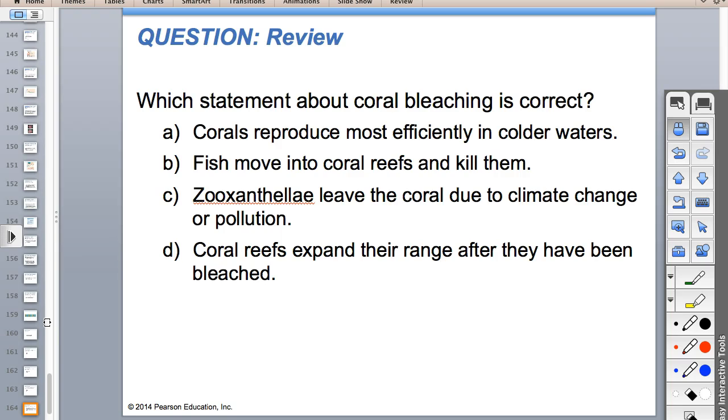Ashlyn? Which one? Yeah, so the zooxanthellae, which is the photosynthetic algae that work in that symbiotic relationship with the coral animal, they leave and they have the color so it turns white.